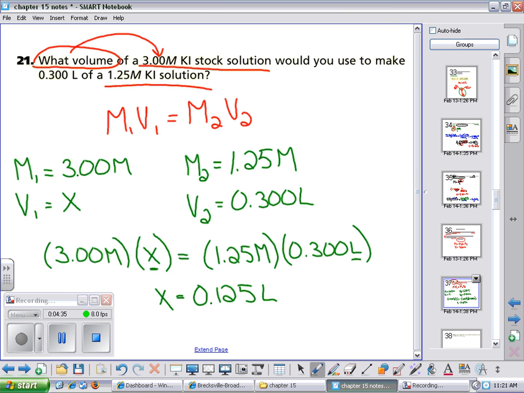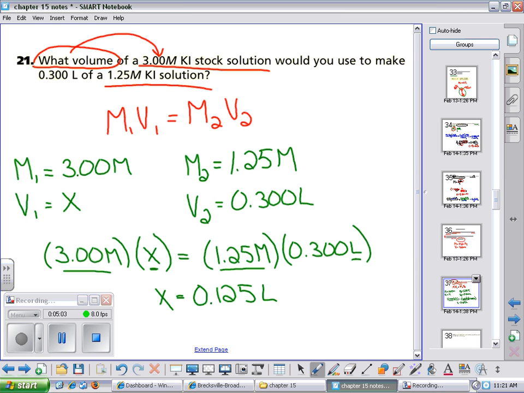So basically what you're saying here is you're going to take 125 milliliters or 0.125 liters of your 3 molar KI solution. You're going to add enough water in order for it to dilute down to a 1.25 molar solution, and you're going to have 300 milliliters or 0.3 liters of this stuff.